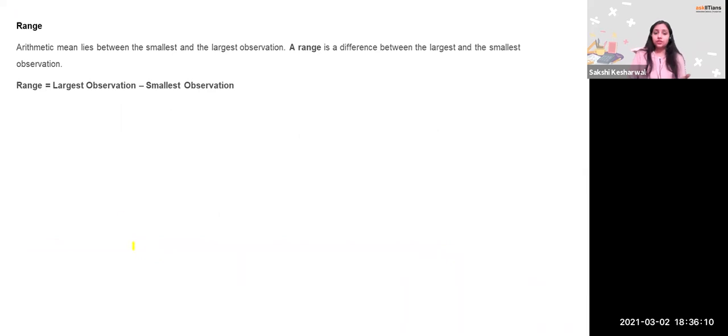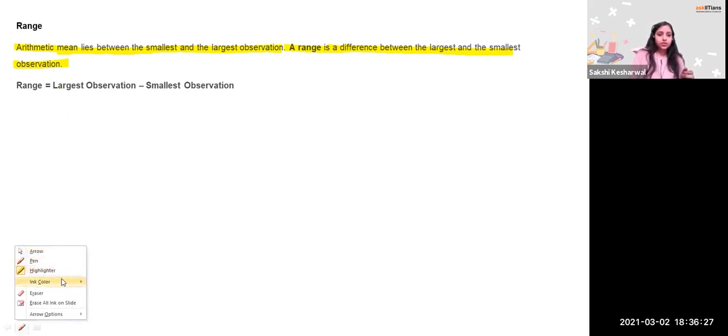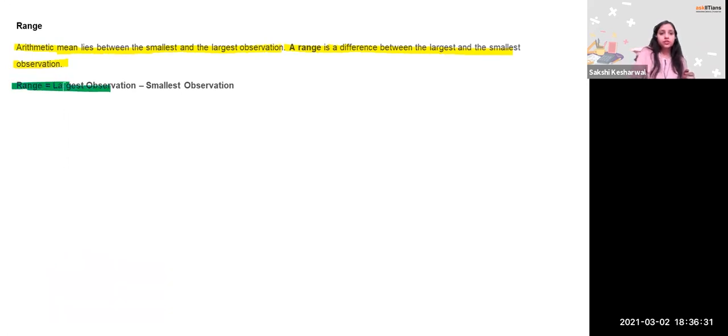Now what is the range? The arithmetic mean lies between the smallest and the largest observation. The range is the difference between the largest and the smallest observation. This I have already told you. So the range is the largest observation minus the smallest observation.